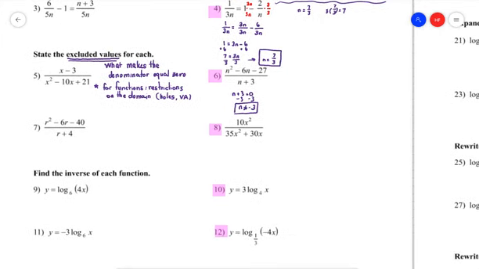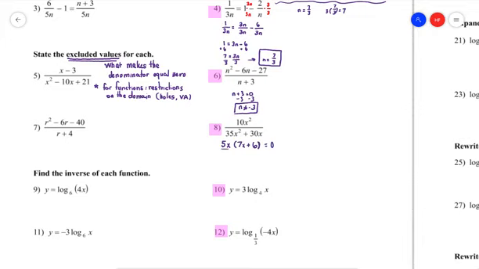Same thing with number 8, but now we need to factor. Number 8 and number 5 are going to be solved the same way. Between 35 and 30, a common number is 5. And between x squared and x, I can take out an x. This leaves me with 7x plus 6. And we want to set our denominator equal to 0.